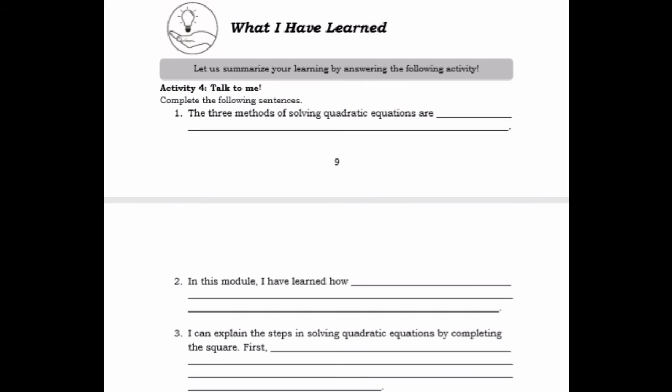What I Have Learned. Activity 4, Talk to Me. Complete the following sentences. Number 1. The 3 methods of solving quadratic equations are. Number 2. In this module, I have learned how. Number 3. I can explain the steps in solving quadratic equations by completing the square.